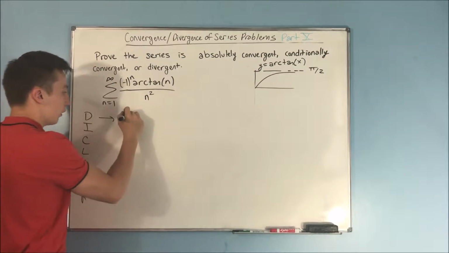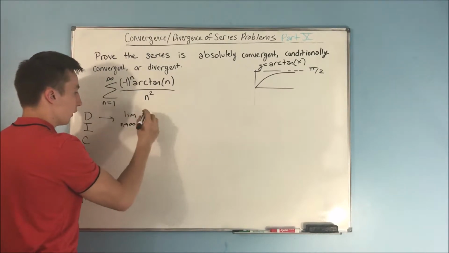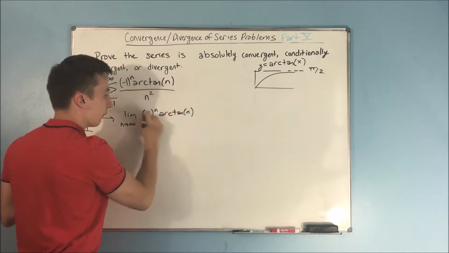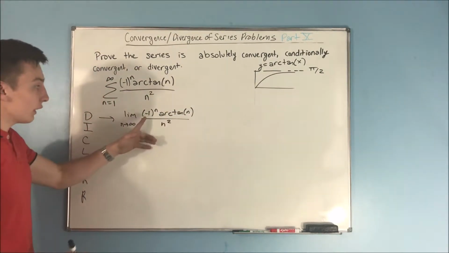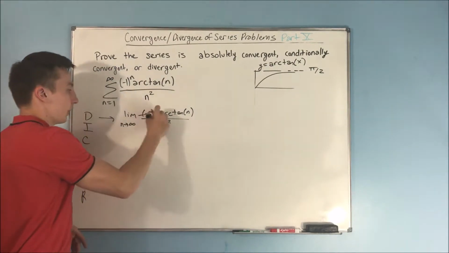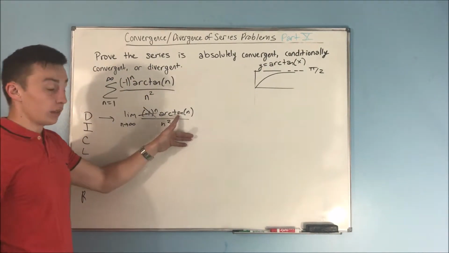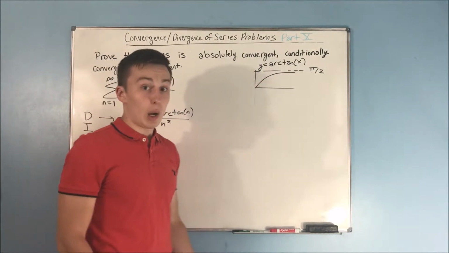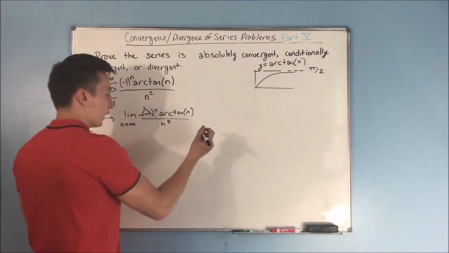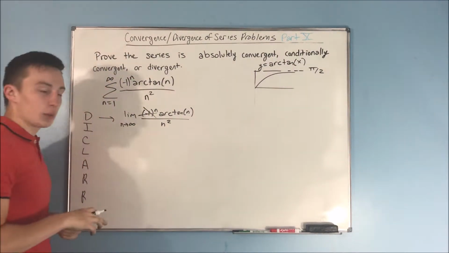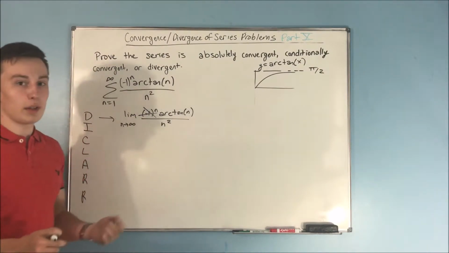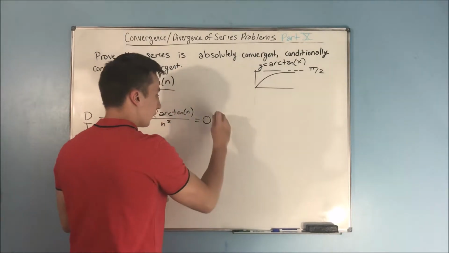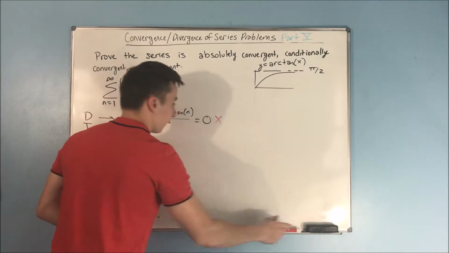Now, the limit as n approaches infinity of -1 to the n times arctan n over n squared. Well, this -1 to the n here goes away, we don't need to worry about that. Arctan of n, as n approaches infinity, becomes pi over 2. Now, we have an n squared on the bottom, and that's what's going to become infinitely large, and that's why this limit will equal 0. So the test for divergence tells us nada.